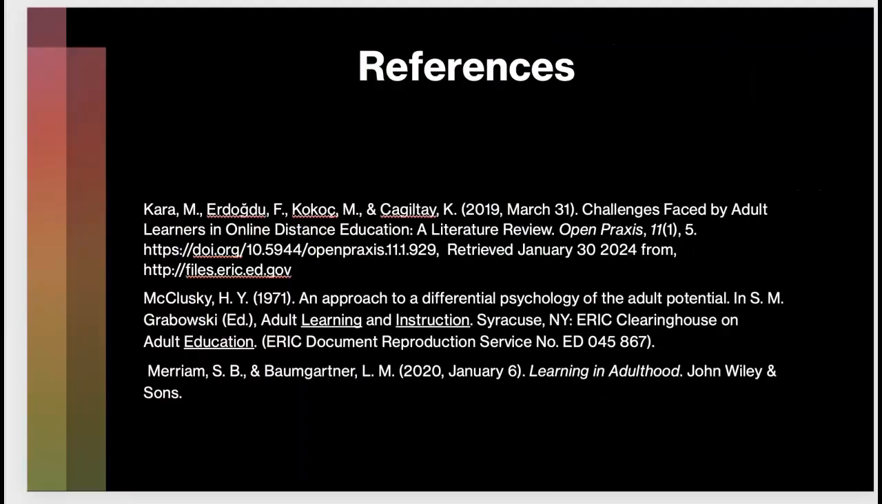Alrighty, and so here at the very end, I have included my references. I have 3 different references. The book is called Challenges Faced by Adult Learners in the Online Distance Education. This was a literature review. And then I have Mikulski's An Approach to a Differential Psychology of the Adult Potential. And then I have the textbook that we have for our class.